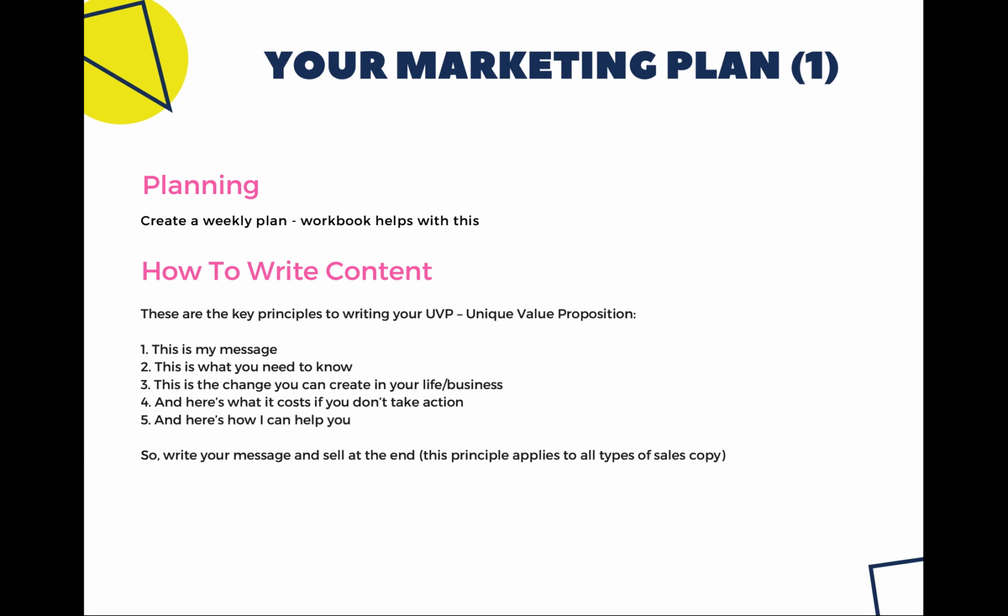These are the key principles for you to write what's known as your UVP, which stands for Unique Value Proposition. This is the 5 steps to take when writing content, whether it's a Facebook post, a Facebook Live, an Instagram post, an Instagram story, a blog, anything, a bit of content you want to write. Number 1, this is my message. 2, this is what you need to know. 3, this is the change that you can create in your life or business, depending on who you're selling to. 4, and here's what it costs if you don't take action. And number 5, and here's how I can help you, which is your solution. So you write your messages and sell at the end.